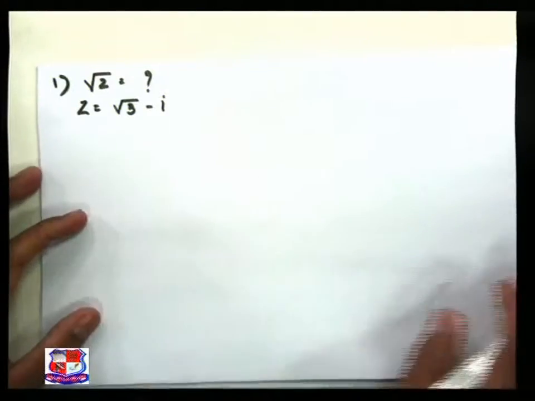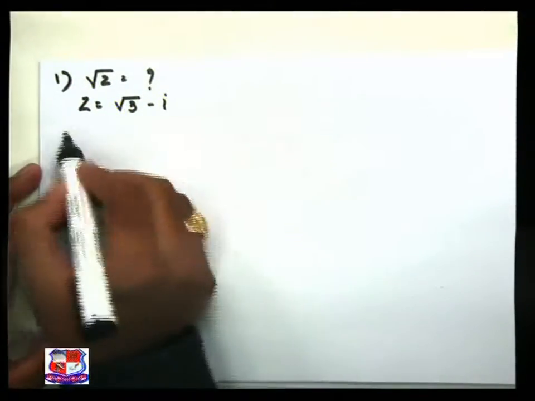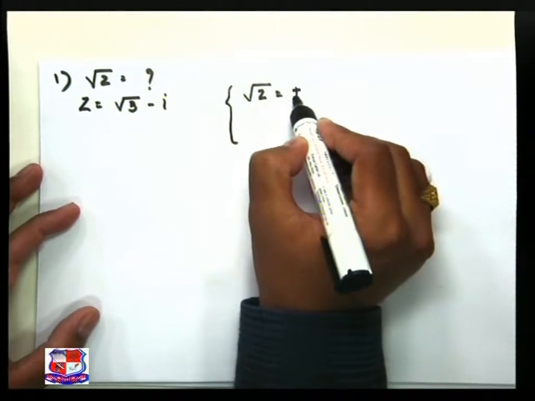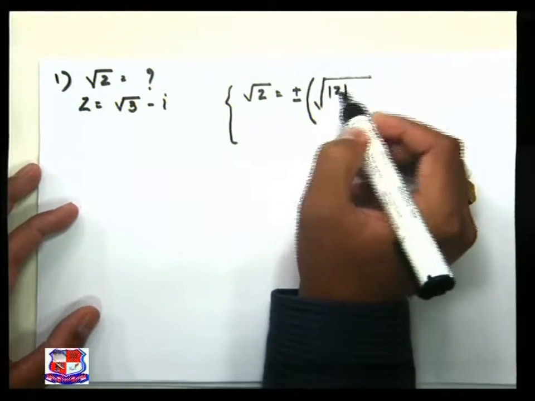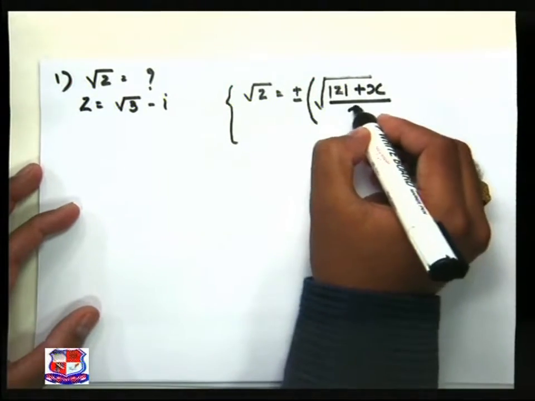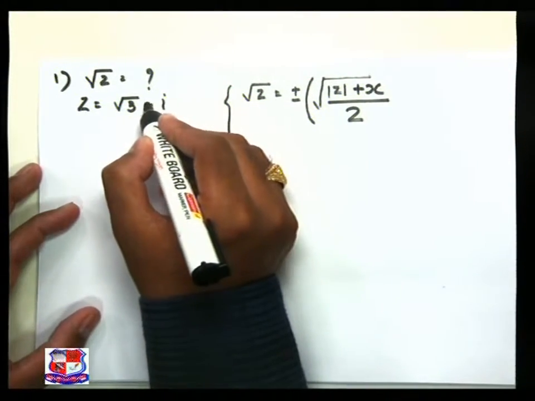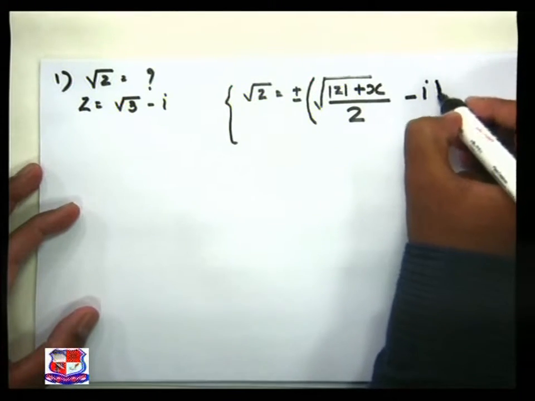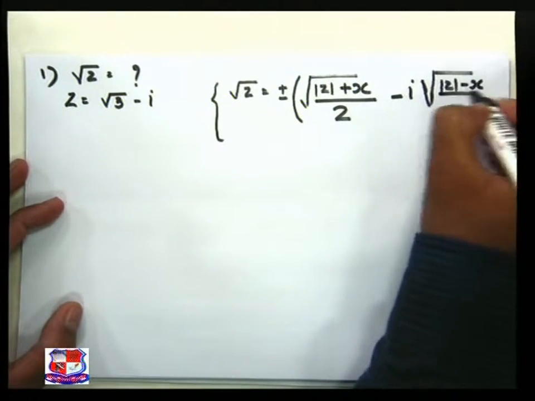Now remember our equation. If you want to find the under root of z, that is the square root, then our equation becomes: under root of z is equal to plus or minus, under root of (mod z plus x) divided by 2, here minus i, that means our y is negative, so here minus sign i, under root of (mod z minus x) divided by 2.